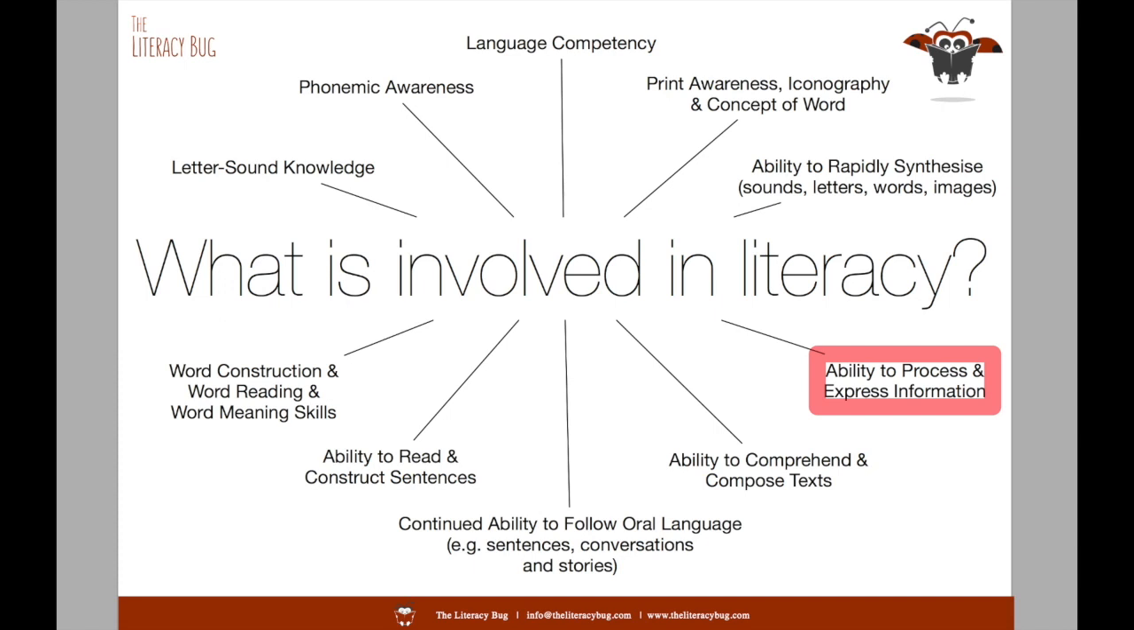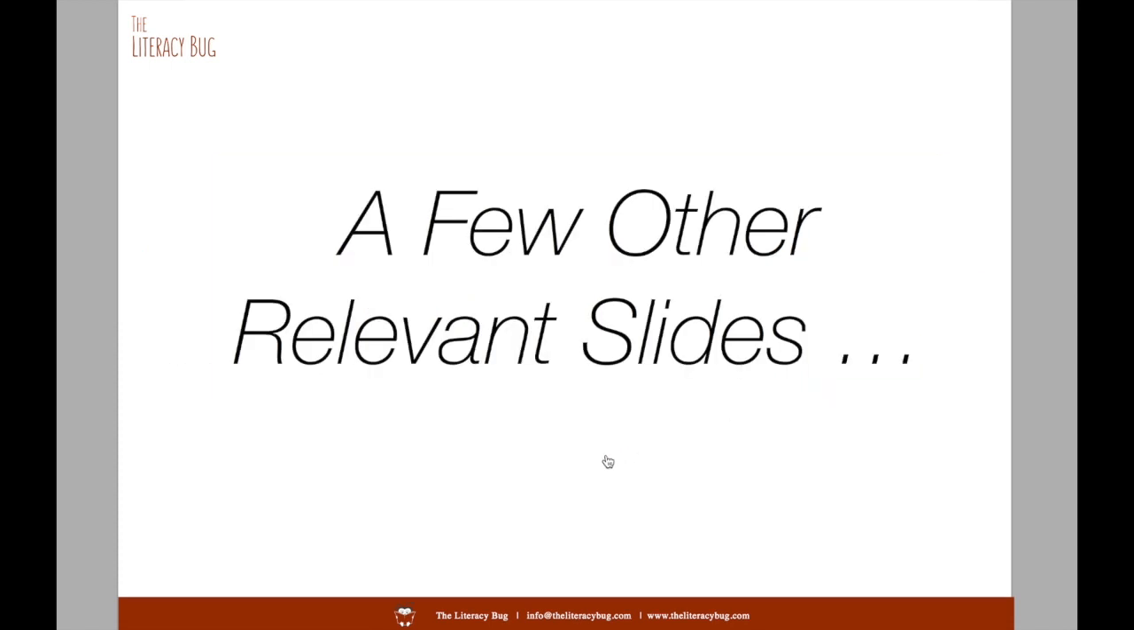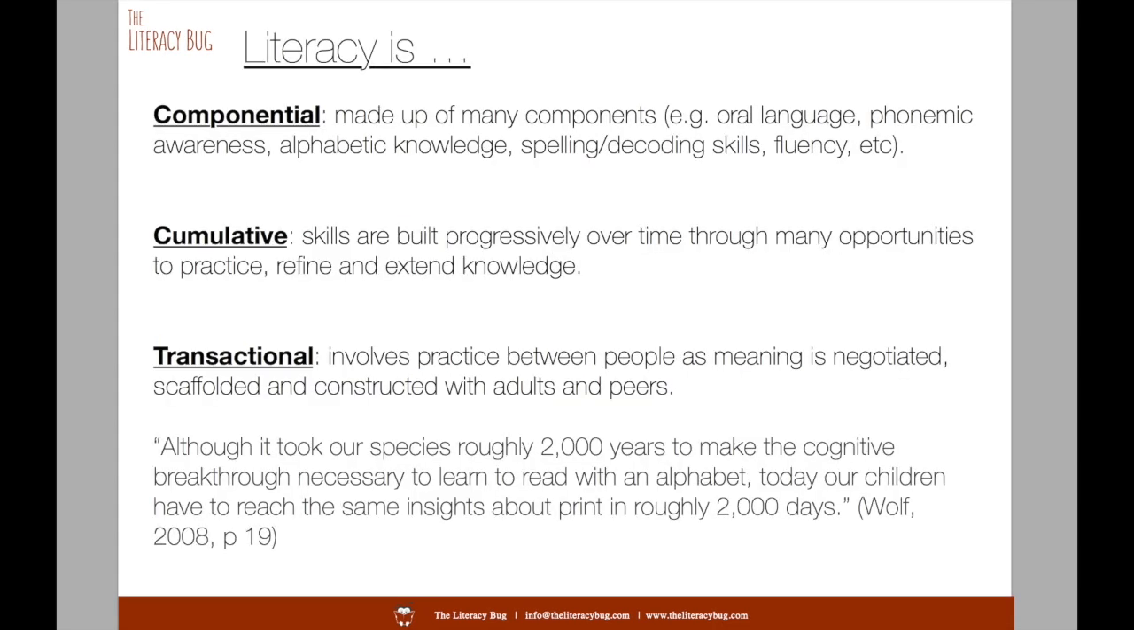And if I jump onto a couple of other slides that I draw upon and only mention briefly, what that initial slide tells us is literacy is componential. So there's components to literacy. We're learning oral language, phonemic awareness, alphabetic knowledge, spelling and decoding skills, grammatical knowledge, fluency. So there are components that children need to become competent with. So literacy isn't just one thing, but it's the synthesis of many different linguistic and related skills.